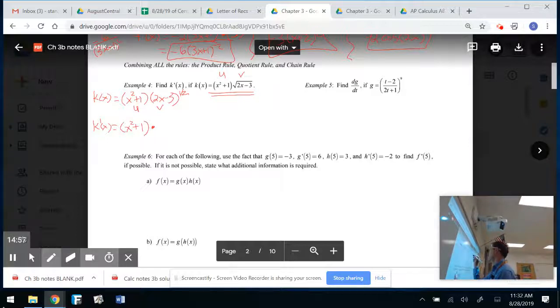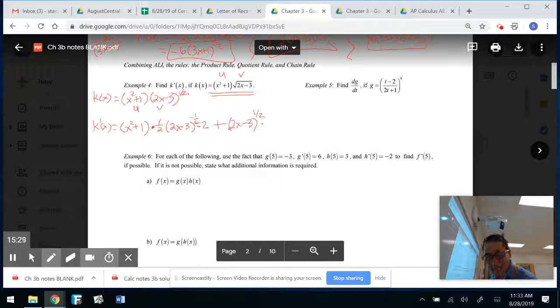My inside's 2x minus 3. My outside is u to the 1/2, so I drop that. Don't you dare touch that inside. Finish your power rule. Okay, that's a 2. And then multiply it by the derivative of the inside, which would be 2. Plus, so fun, I'm not even done yet. I multiply it by the v, which is 2x minus 3 to the 1/2.